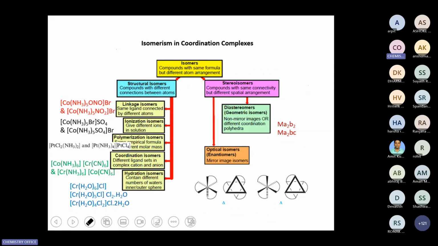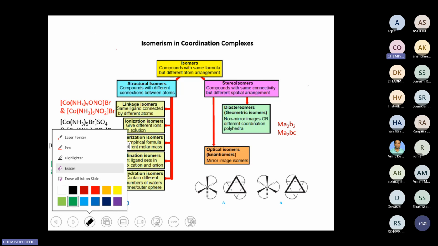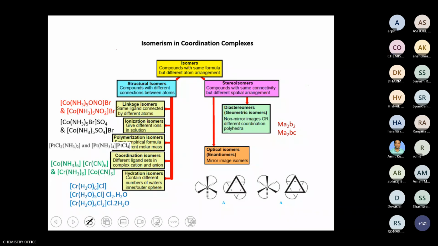Okay, so now let's try to understand different types of ligands.